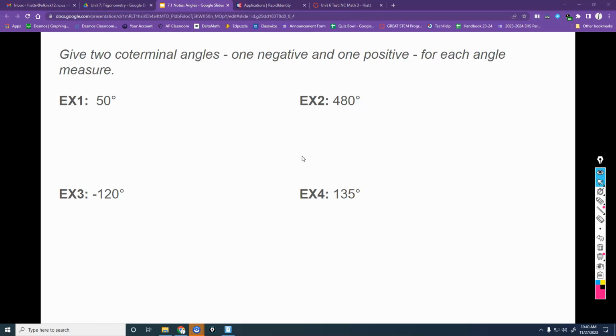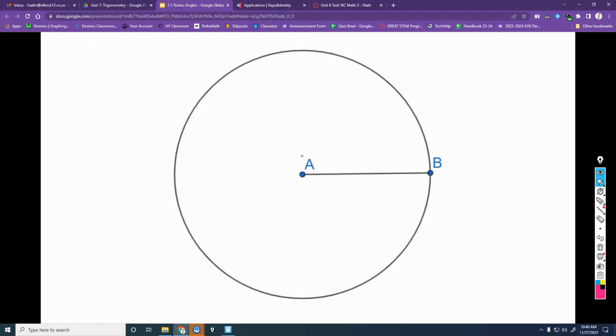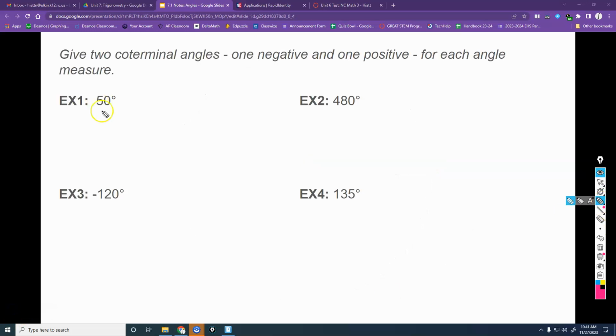So if I've got 50, that is already positive, right? If I want the negative angle that goes with it, what would I do? I would do 50 degrees minus 360 degrees, and that is going to give me negative 310 degrees. So that is one coterminal angle.